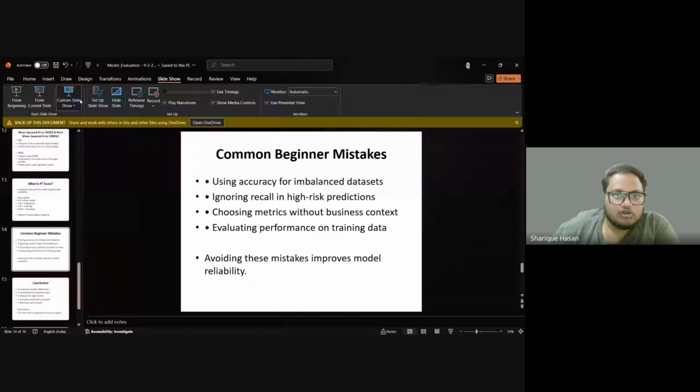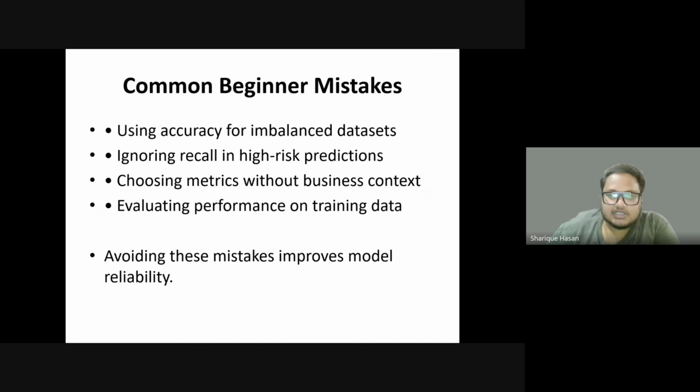Now we have the common beginner mistakes: using accuracy for an imbalanced dataset, which I have personally done also; ignoring recall in high-risk cases; and choosing metrics without a business context. You have to choose the metrics that are important according to your business only. You don't need accuracy, precision, and F1 score for all your predictions. It depends on the requirement of the business.